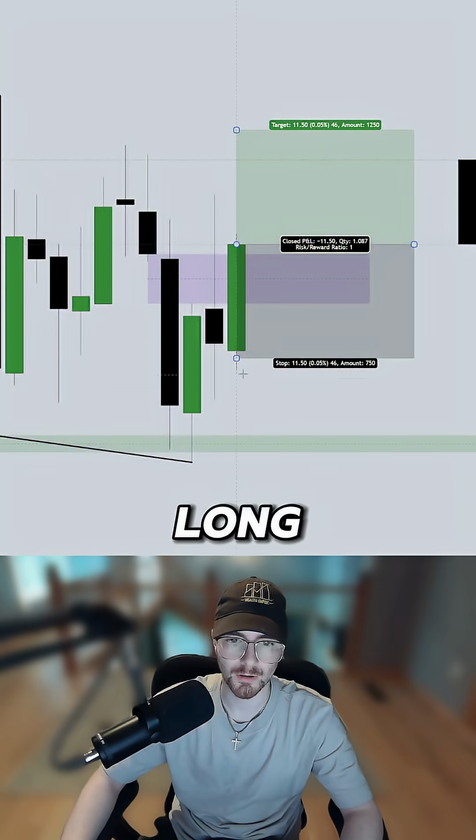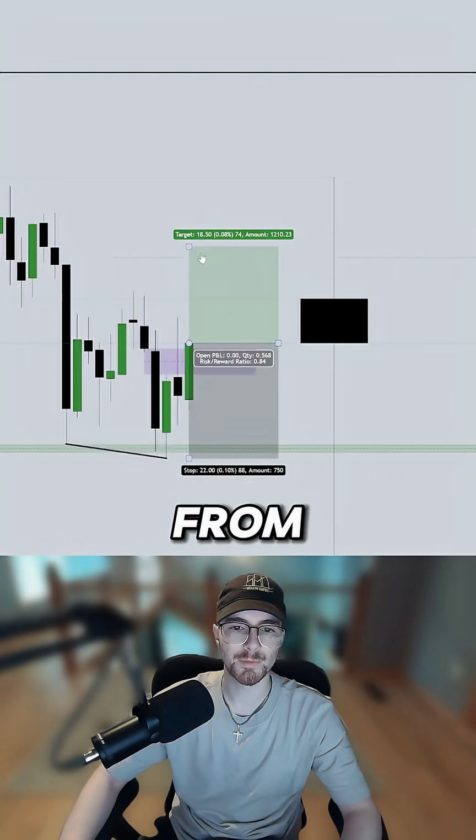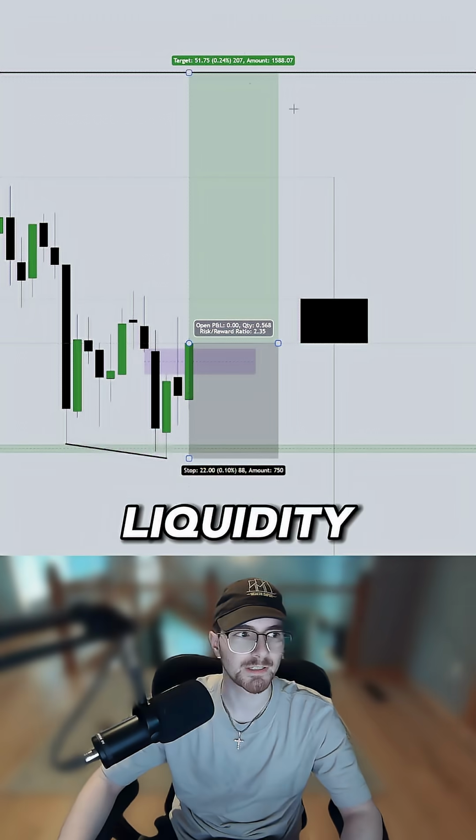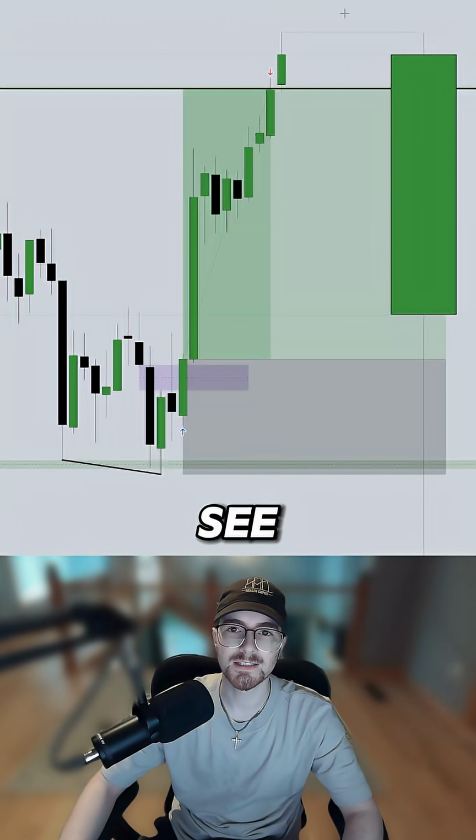This becomes my entry long and my stop goes below this SMT low. From here, we can simply target that low resistance liquidity I mentioned earlier. As you can see, we hit our take profit.